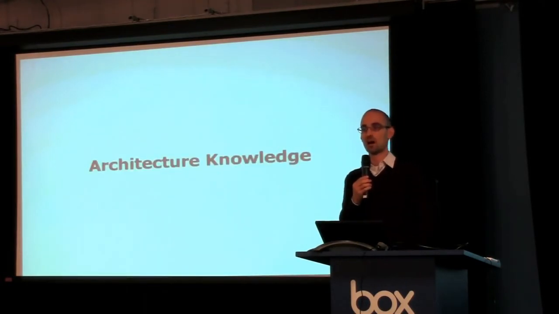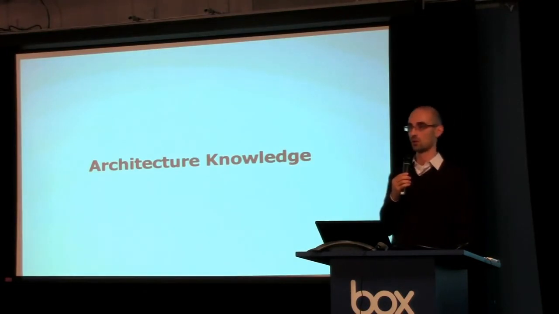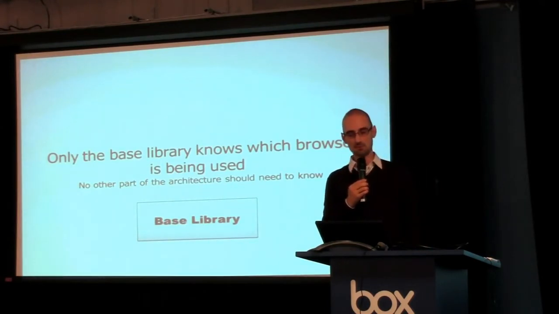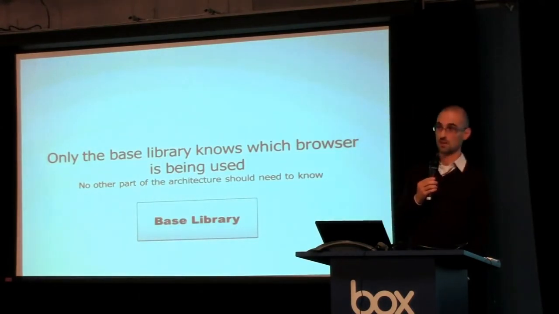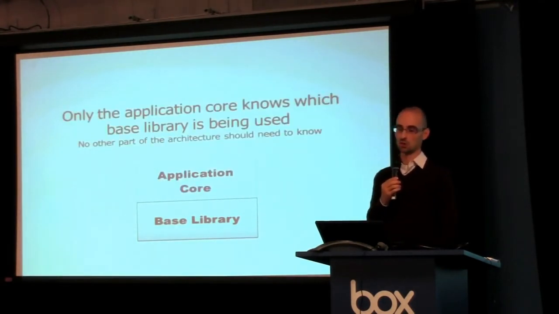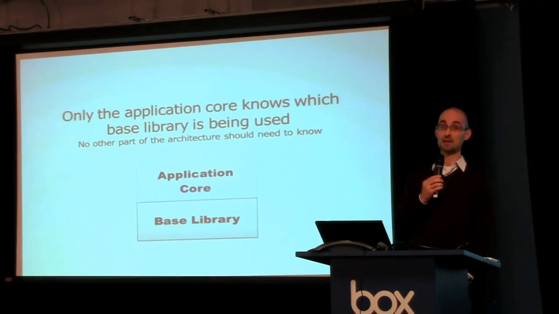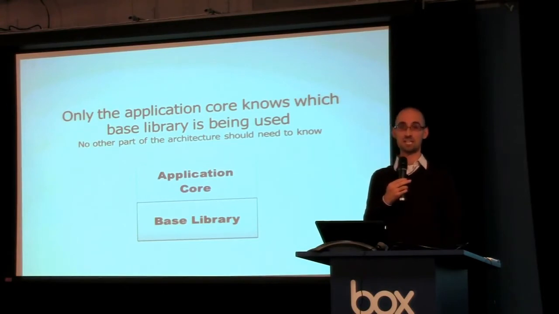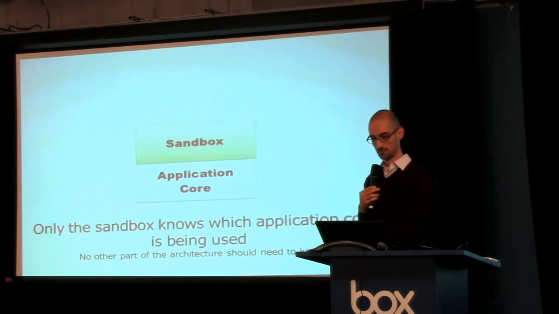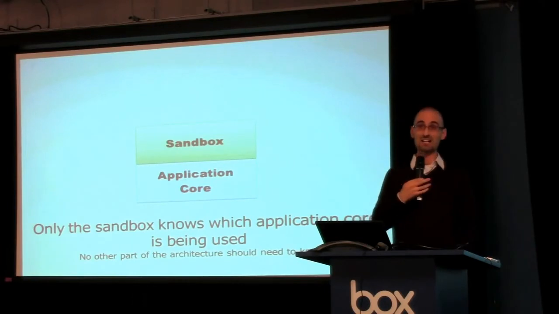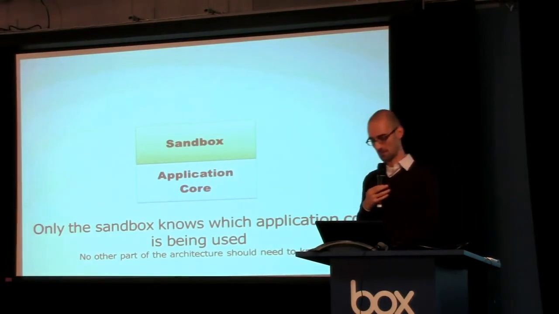Let's talk a little bit about architecture knowledge and what parts know about what other parts. So only the base library knows which browser is being used. Right? The rest of the application shouldn't have to know. Only the application core knows which base library is being used, because it's interacting with it directly. So the core and its extensions will talk to the base library directly to do its job, but nothing else will. Only the sandbox knows which application core is being used. Again, it acts a lot like a filter as to what can happen inside the application.